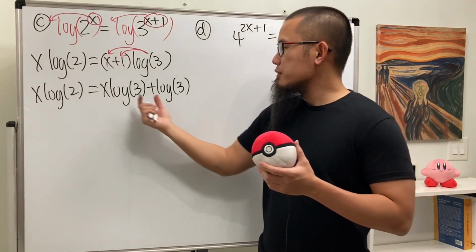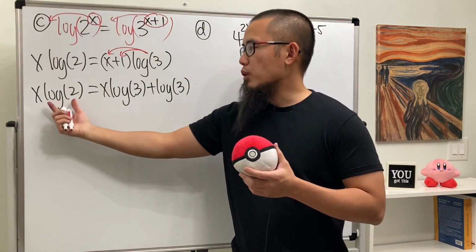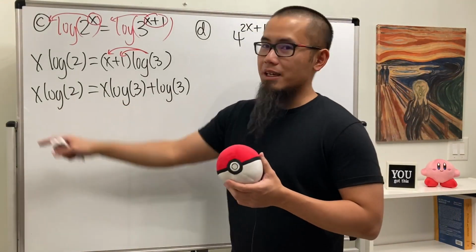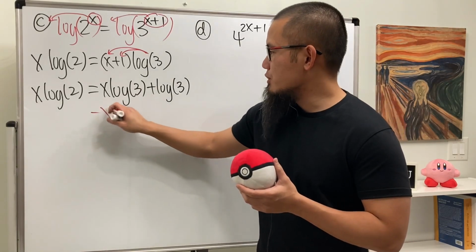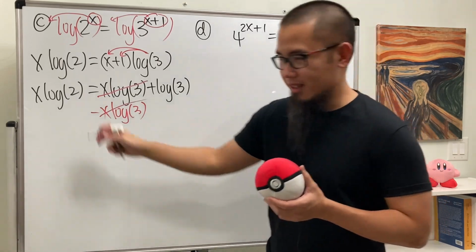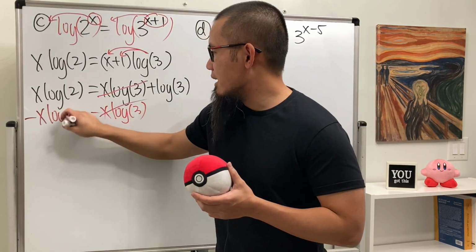Keep in mind, log of 3 is just a number, likewise log of 2. And here, we're just going to minus this on both sides. So let me just show you guys, minus x log of 3, that way this and that cancel. And then do the same thing right here, minus x log of 3.